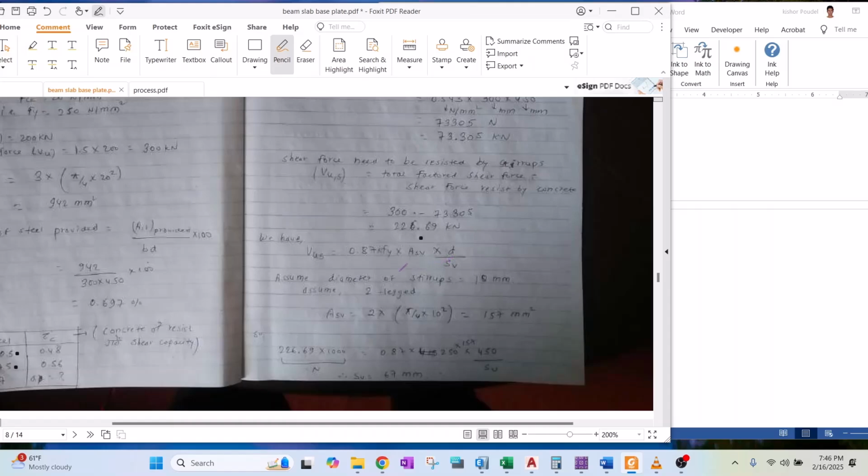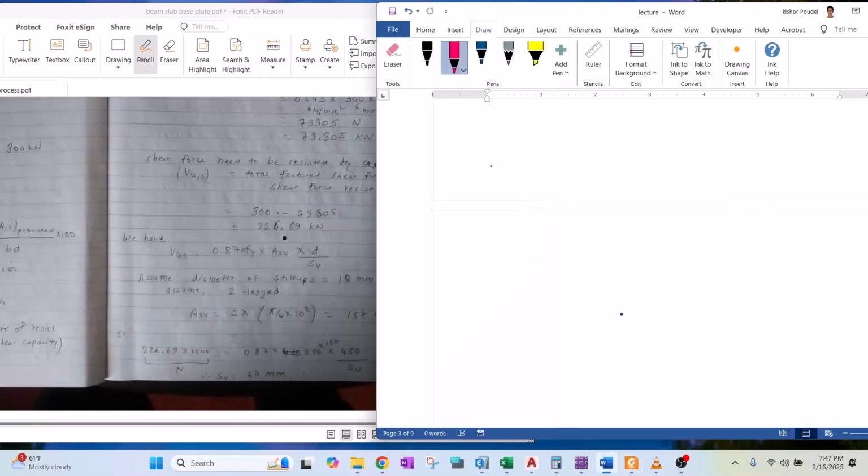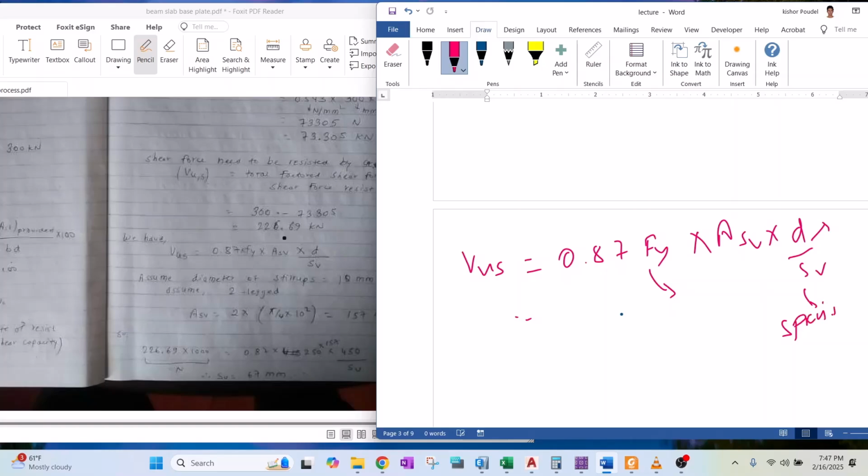and we have another equation. Using this equation, we can calculate the spacing of the stirrups. Okay, so look at here carefully. The equation is Vus equal to 0.87 fy Asv multiplied by d over Sv. Okay, so you know the value of fy, you know the value of d, and Sv is the spacing of the vertical stirrups. Okay, spacing of stirrups.